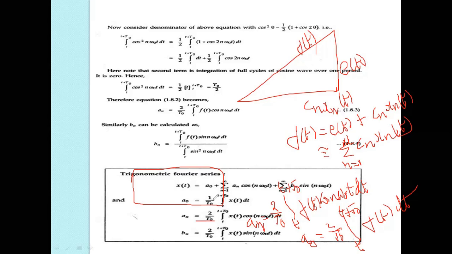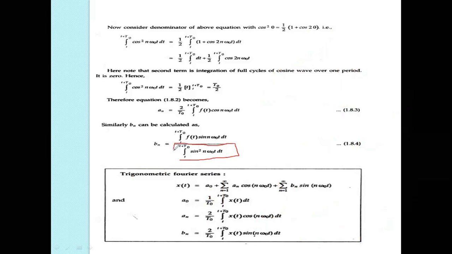And a naught is equal to, here you can take the 2, my dear students. Some mistake is there with the 2. Otherwise, you can give a naught by 2 with 2 by t naught. Otherwise, it is 1 by t naught, which means it is a naught. A naught by 2 by keeping 2 by t naught here. Otherwise, 1 by t naught, but change this function as a naught. Okay, the same for bn is also the same thing.